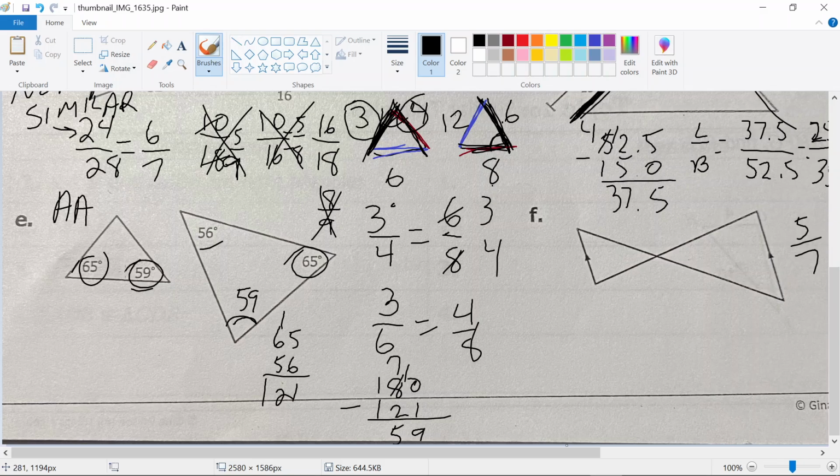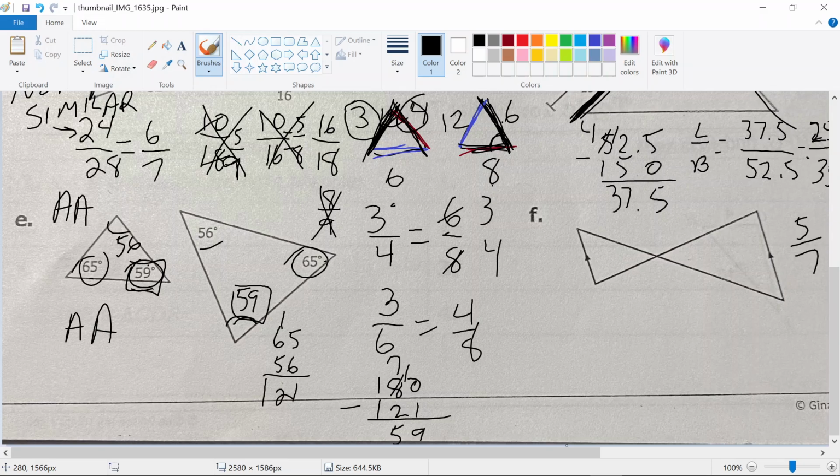Oh, look. I'll put a box around it. Well, I've already got 65. I've got 59, so I've got angle. And the third angle in this one is going to be 56. Because 180 minus 65 minus 59, work it on your calculator, is equal to 56. So those two are similar, angle.